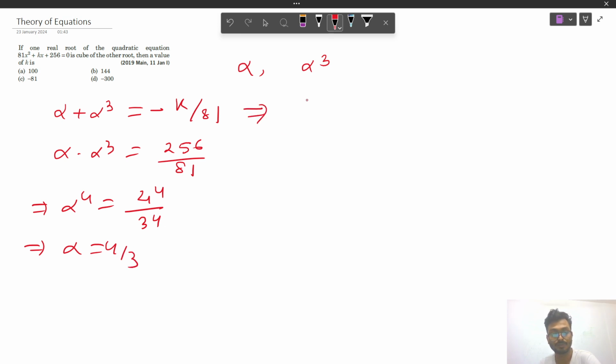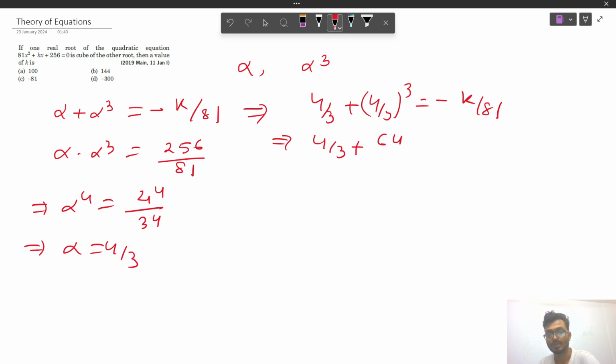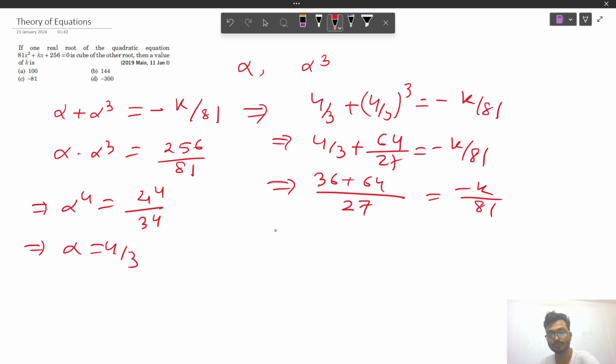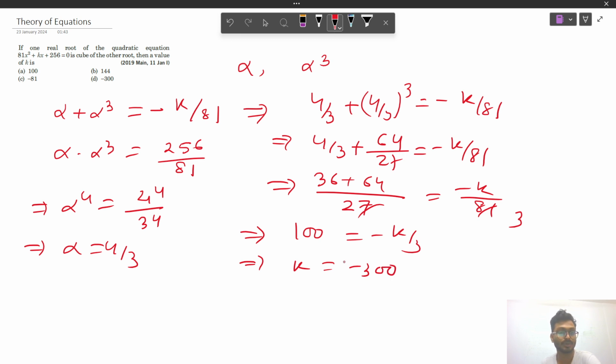Now from this equation, 4 by 3 plus 4 by 3 whole cube equals minus k by 81, which implies that 4 by 3 plus 64 by 27 equals minus k by 81. So this will be 36 plus 64 equals minus k by 81, which implies that 100 equals minus k by 3, this will get cancelled, it will be 3, so k will be minus 300. So which option is correct? Our option D is correct. Okay, now let's take another question.